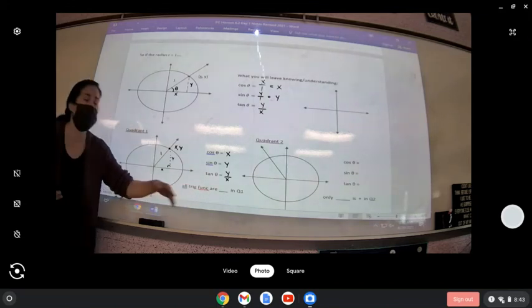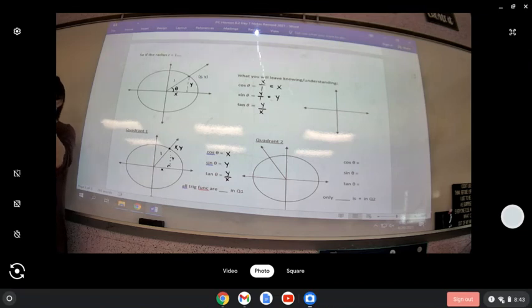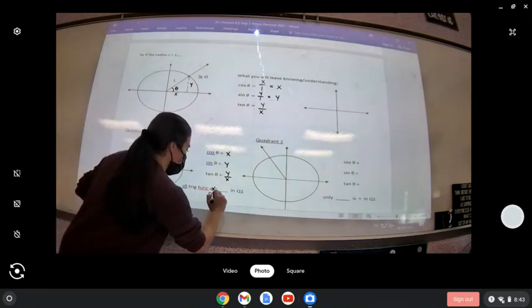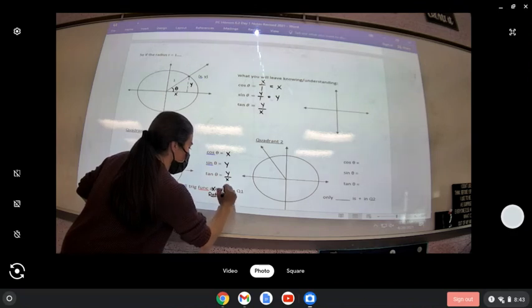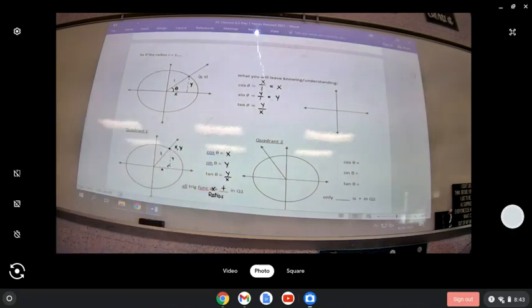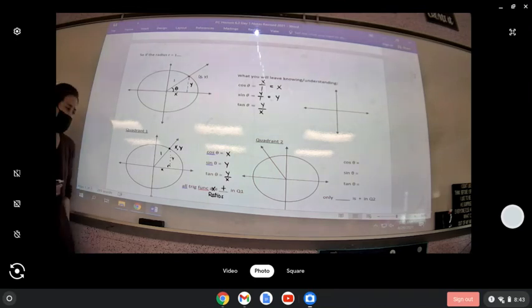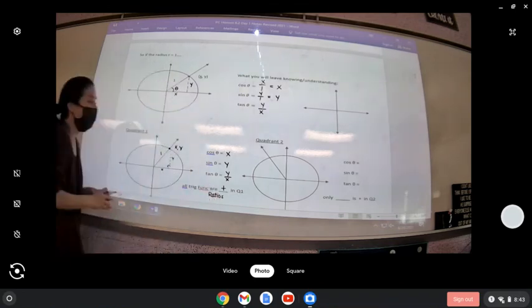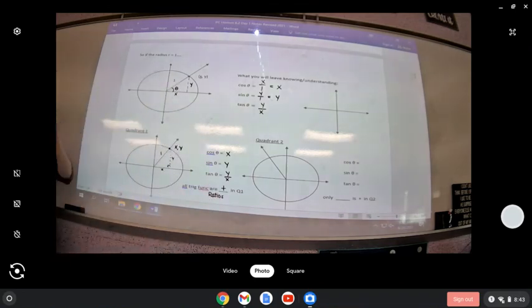So all trig function ratios are positive numbers in quadrant 1, or they have a positive ratio, whatever the grammatically correct way of me saying that is. All trig function ratios are positive in quadrant 1. All right, let's go to quadrant 2.